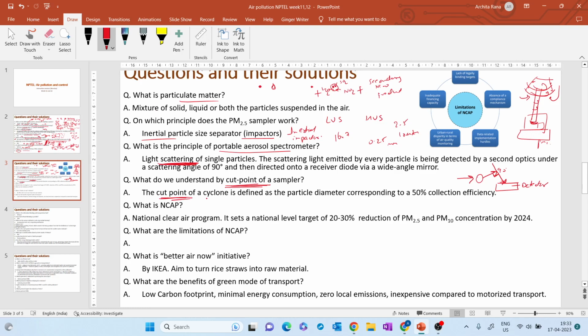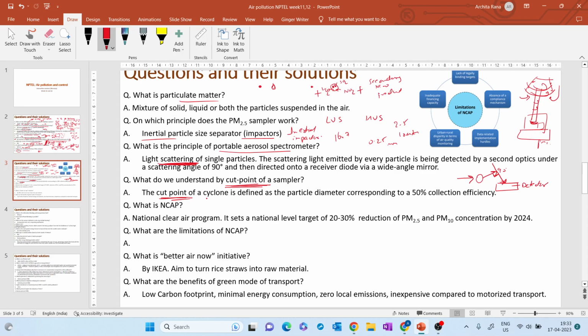Next is about, I think, NCAP. We've been studying this multiple times, but NCAP is the National Clean Air Program. It started, I think, only recently. The only point of NCAP is to curb or decrease the target, this PM 2.5 or 10, by about 20 to 30% less.